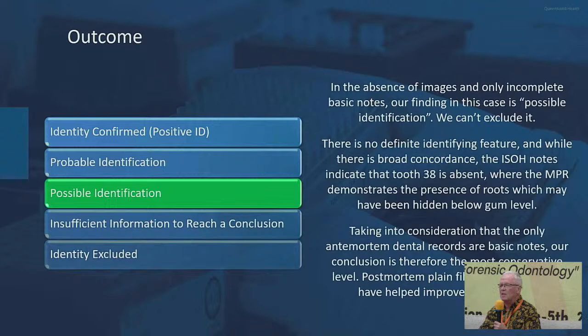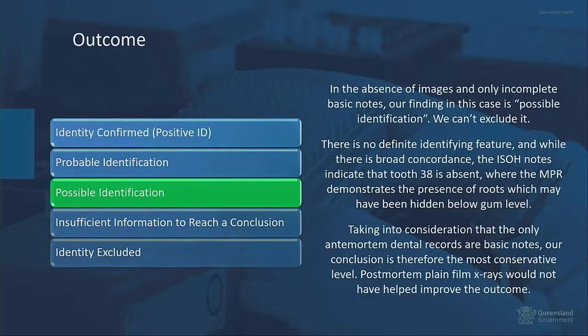We can't exclude this, but we will always choose the most conservative option. If ever there's doubt, we will choose the most conservative possible outcome. And in this case, this is not an exclusion, but it's not an identification. In other words, they need to find another modality, which in our case is likely to be DNA, because this body was badly putrefied and fingerprints could not be obtained.